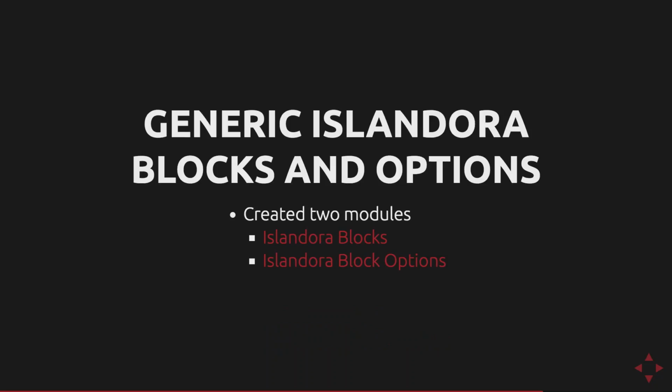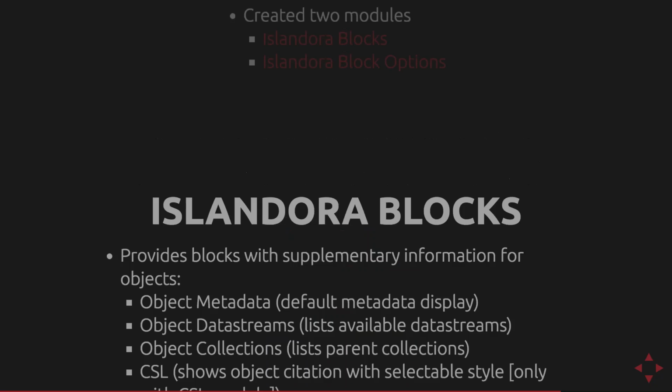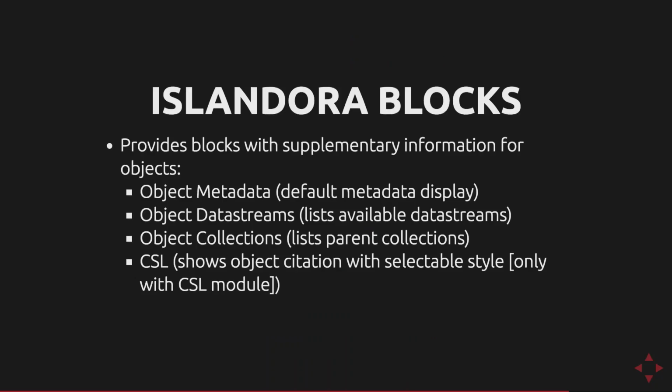These two modules that we ended up building provided all of the functionality that I just described, where you can display certain blocks, and you can also have some Islandora options around them. So the two modules are Islandora Blocks and Islandora Block Options. The first module, Islandora Blocks, provides blocks with supplementary information for objects. Now, what I'm talking about here is I identified three main ones and one secondary one that we could work with. The three main ones were object metadata, object data streams, and object collections.